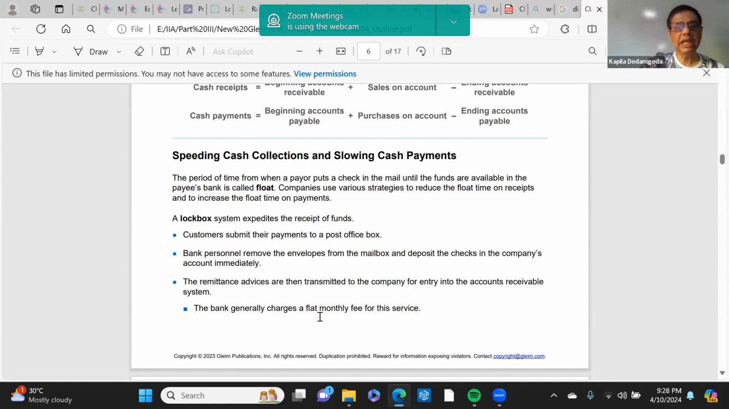And the bank generally charges a flat monthly fee for this service: for collecting the checks from your box, depositing them in the account, and sending the remittance advice so that entries can be made. So all of that service is provided by the lockbox system for some fee by the bank.